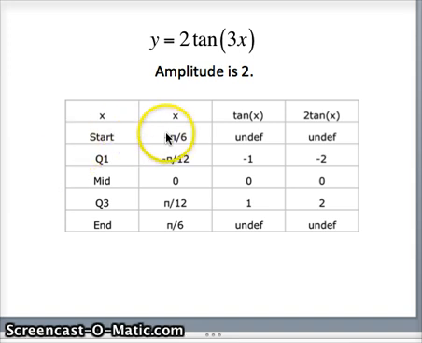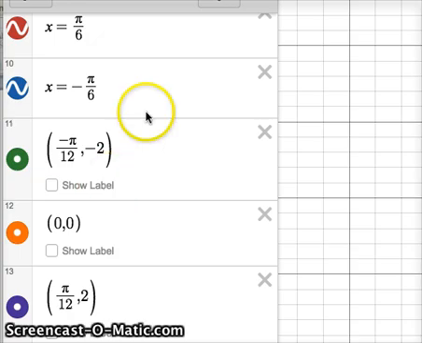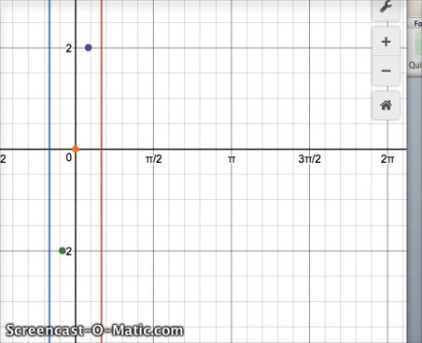An asymptote at negative pi over 6, an asymptote at pi over 6. First quarter point, negative pi over 12 will yield -2, pi over 12 will yield +2. So just to quickly show you how the software works, asymptote at x equals pi over 6, asymptote at x equals negative pi over 6, midpoint 0, 0. The first quarter point, negative pi over 12, gave me -2. Second quarter point, pi over 12, gave me +2.